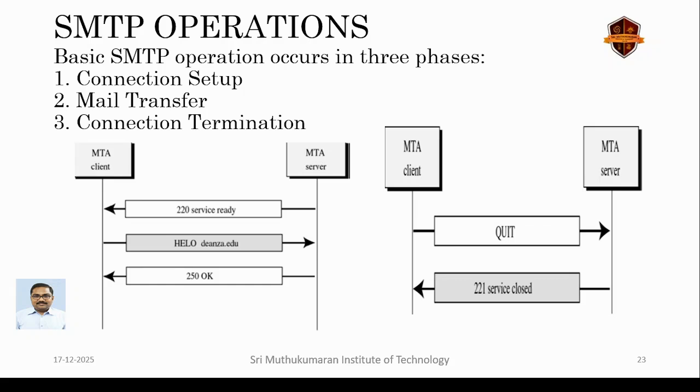The second phase is the mail transfer. After the MTA prepares the mail, it will be transferred via the internet to the destination. Now after the mail has been transferred, we need to terminate the connection. For that, the client first will give the quit message to the server, for which the server will close the connection by giving the message 221 service closed. So you can see here, first is the connection setup, after which we can send the mail, and thirdly we can terminate the connection.